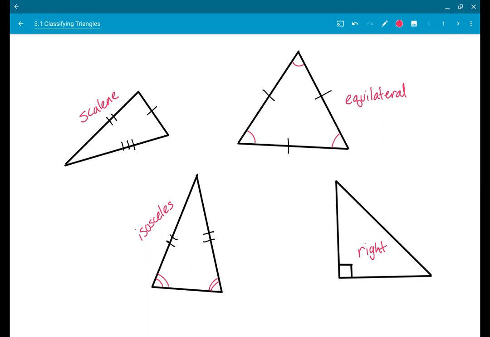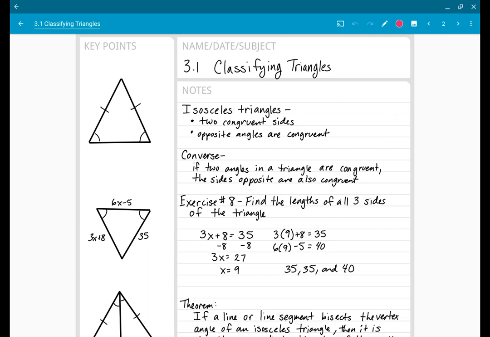Now our focus today is going to be on isosceles and equilateral triangles, and then right triangles are going to be a huge focus later on in this school year. So today is all about classifying triangles.